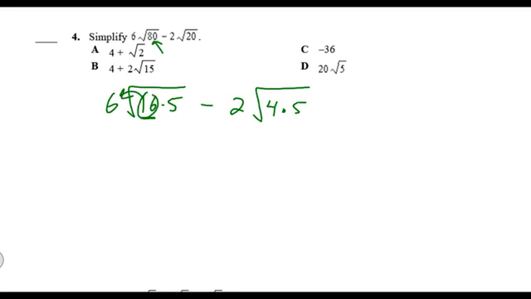Okay, so the 16 gets to come out as a 4. There's already a 6 out there, so 6 times the 4 I'm bringing out, this will be 24 root 5 minus, I'm going to bring this 4 out as a 2. So 2 times 2, that's already out there, would be 4 root 5. Okay, and then lastly, I've got like terms again, 24 minus 4. So this one's going to be D.